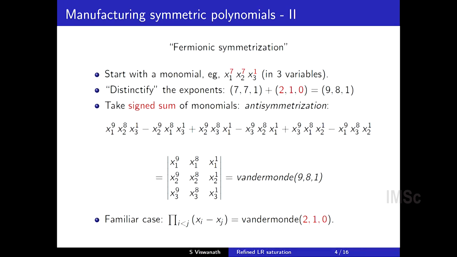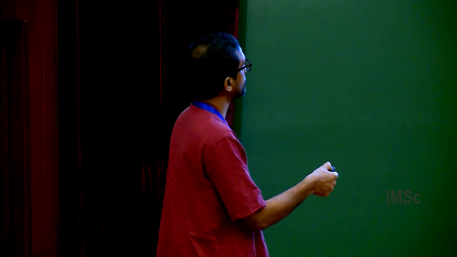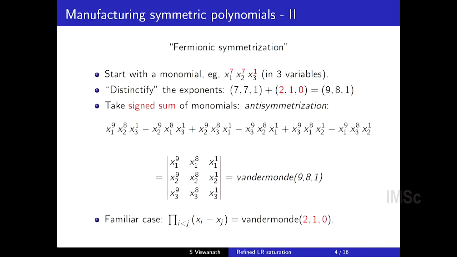So the Vandermonde determinant, if you remember, is where you put 1, x1, x1 squared, 1, x2, x2 squared, 1, x3, x3 squared, and evaluate the determinant of the same thing, but with slightly different powers. So instead of x1 to the 0, 1 and 2, you just put the powers 9, 8 and 1. I'm calling this the generalized Vandermonde determinant 981, and the familiar Vandermonde, the product of xi minus xj, corresponds to 210. So I haven't yet done any symmetrization here.